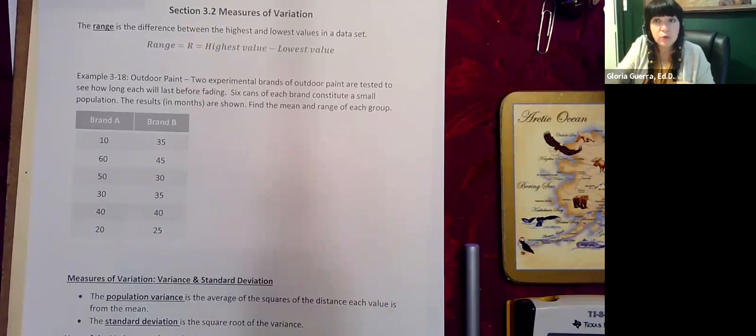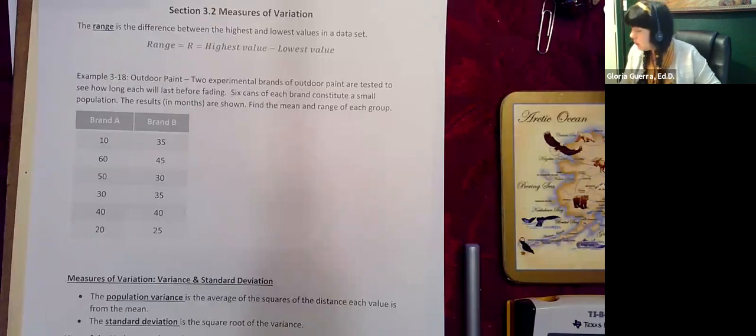Hello class, I'm going to go over section 3.2, measures of variation. This will just be the first part of going over this material, and I'll probably have a second and maybe a third part. We'll see how long the videos are. But we're going to go over in our workbook starting with page 68. And this is called section 3.2. This is called measures of variation.